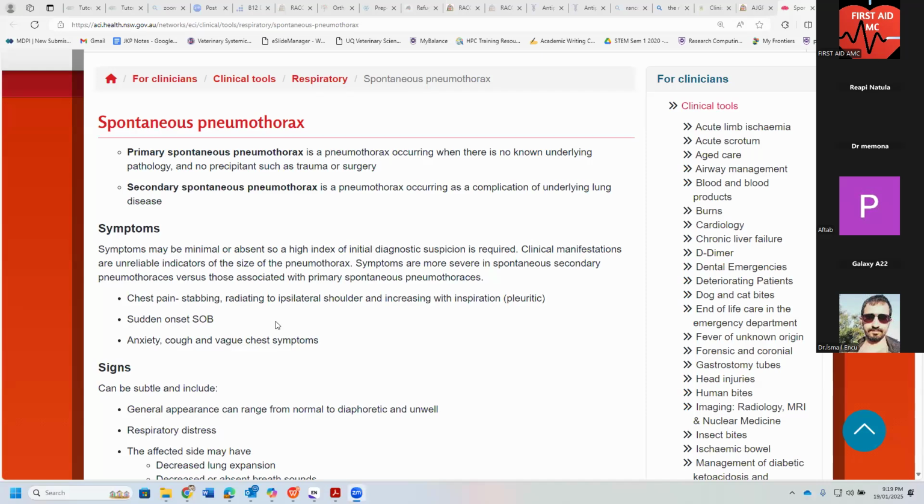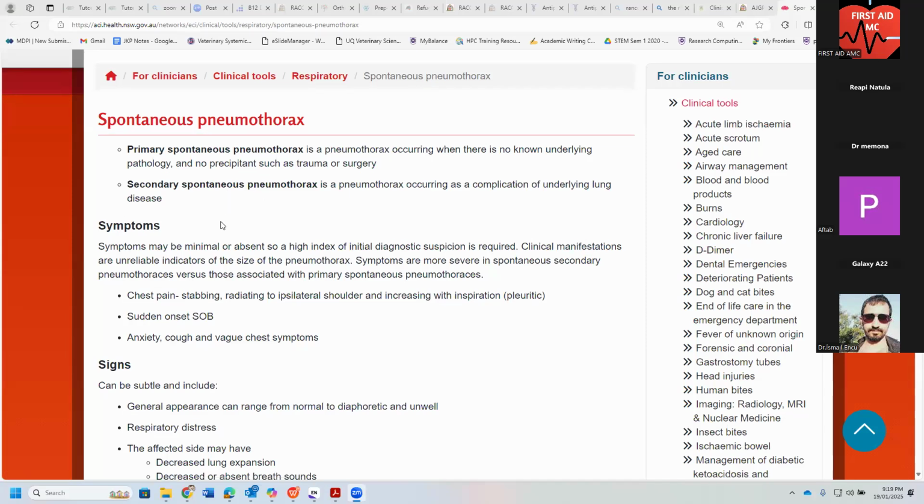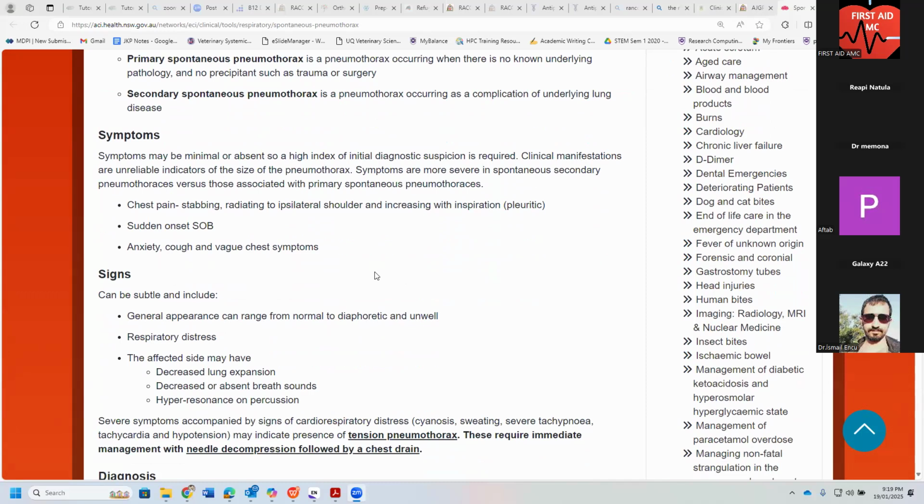Alrighty. So we know spontaneous pneumothorax can be primary, that happens on its own. It can be secondary, which means it has been caused because of an underlying lung condition. Patient can have ipsilateral chest pain, sudden onset of shortness of breath, anxiety, cough.